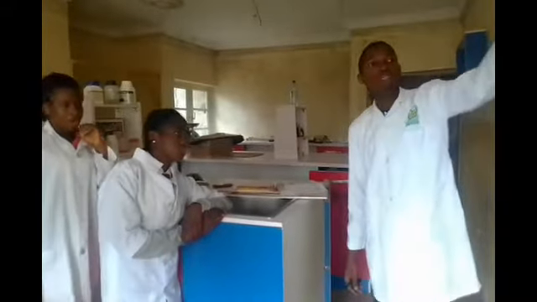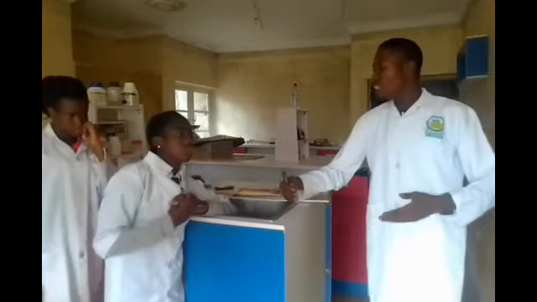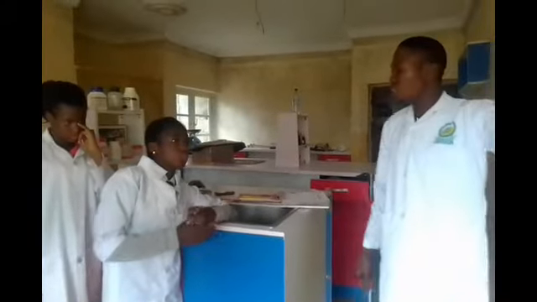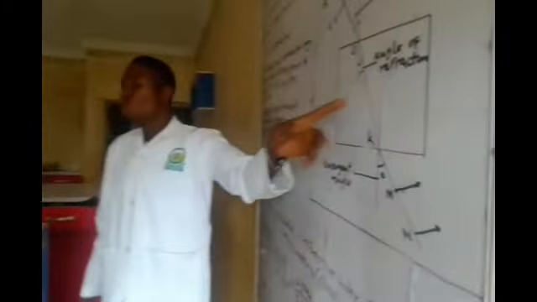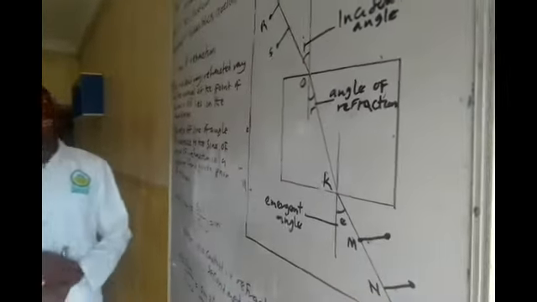So this is a practical demonstration of the refraction process. When a ray of light moves from one medium to another, it bends, and when it bends, it generates another angle, the angle of refraction. So that is what the law of refraction is all about.